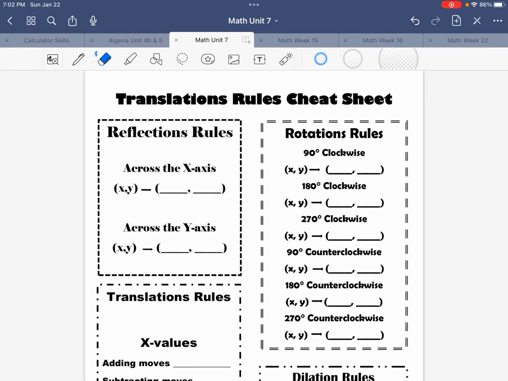I'm going to help you fill out your translations rules cheat sheet. Every time you move something around on the coordinate plane, it's considered to be a translation of some sort, and there are specific translations that we've learned about so far in this unit. So this is going to be your cheat sheet. Please fill it out completely. You might be able to use it on your test or somewhere else important. So follow along with me.